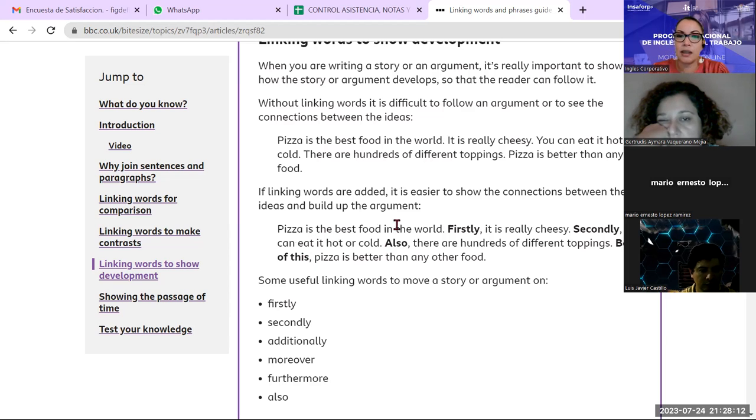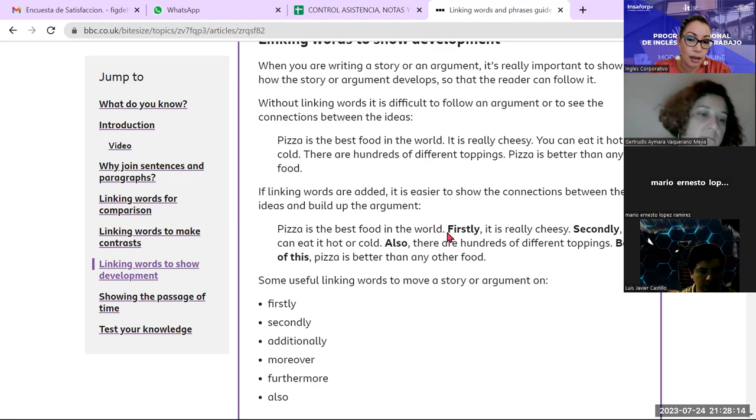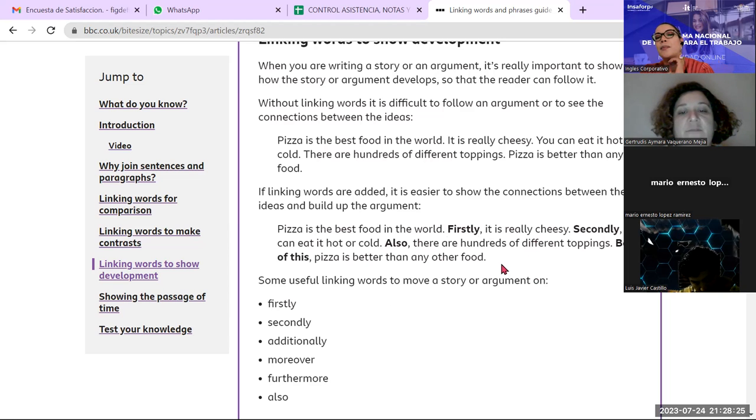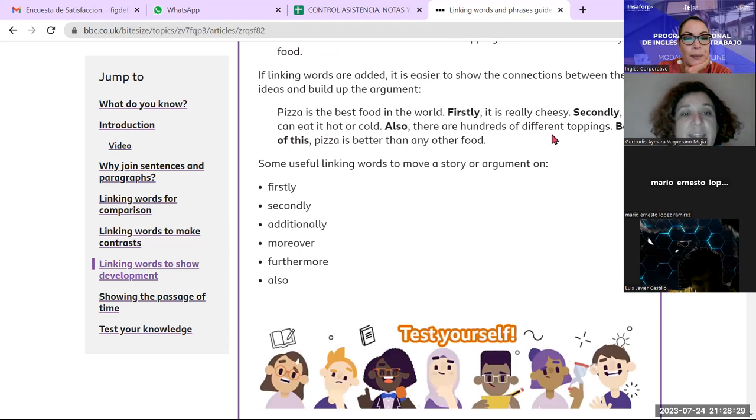We have: Pizza is the best food in the world. Firstly, it is really cheesy. Secondly, you can eat it hot or cold. Also, there are hundreds of different toppings. Because of this, pizza is better than any other food. Some useful linking words to move a story or an argument on are firstly, secondly, additionally, moreover, furthermore, and also.